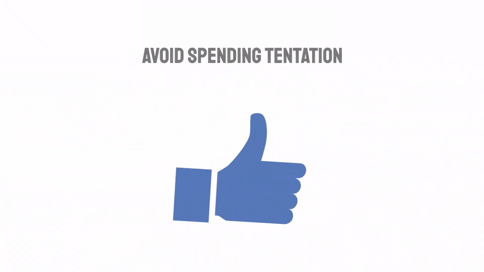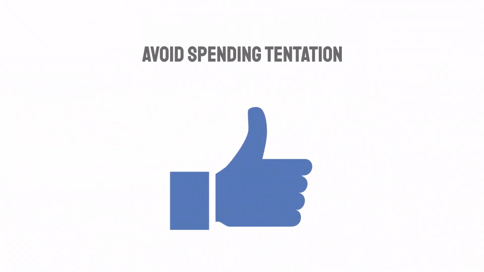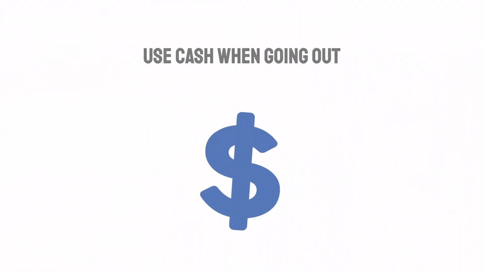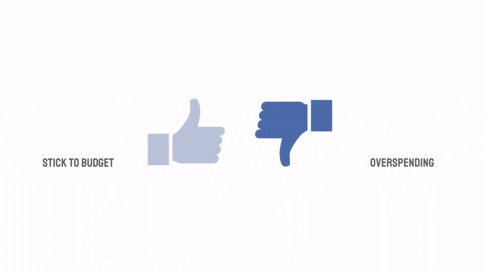Set up automatic transfers to your savings account each month. This way, you'll be less likely to spend that money on something else and stick to the plan. Use cash more often. If you spend a lot on things like eating out or shopping, try using cash instead of a credit card. This can help you stick to your budget and avoid overspending on your wants.